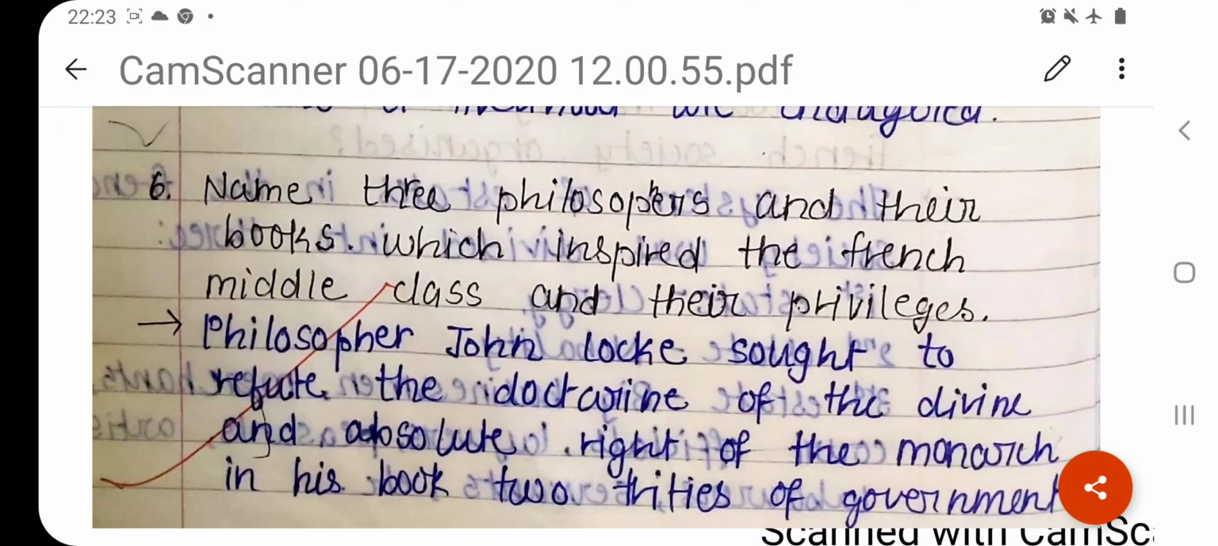Name the philosophers and their books which inspired the French middle class and their privileges. We know the middle class is going to be a part of the third estate. I showed you in the third estate there are rich, educated people, and also extremely poor, illiterate people. Now these rich people are lawyers, merchants, doctors, teachers. They are going to be the middle class. This middle class is literate. They're going to have ideas and read various books. So they are going to be inspired by some philosophers.